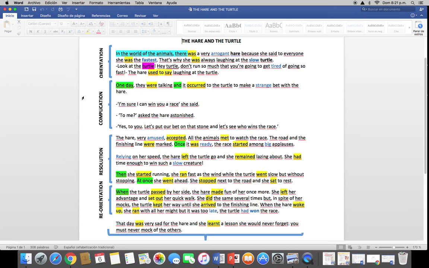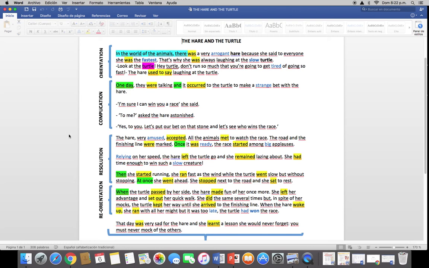One day, they were talking and it occurred to the turtle to make a strange bet with the hare. "I'm sure I can win your race," said the turtle. "To me?" asked the hare, astonished. "Yes, to you. Let's put a bet on that stone and let's see who wins the race." The hare, very amused, accepted.